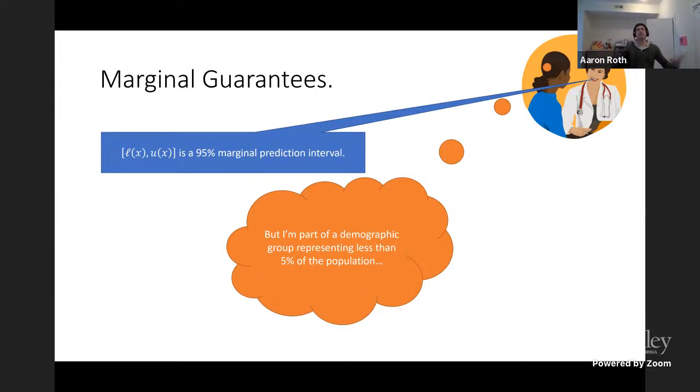And our patient might feel that this is unsatisfactory, for example, if she is part of a demographic group representing less than 5% of the population, because consistent with the promise of a 95% marginal prediction interval is the possibility that it is always wrong for her and for people like her. It's just an average over this large heterogeneous population. There might be medically relevant demographic groups in this population that are just not captured in this model at all. So maybe it's more accurate for some people and less accurate for others.